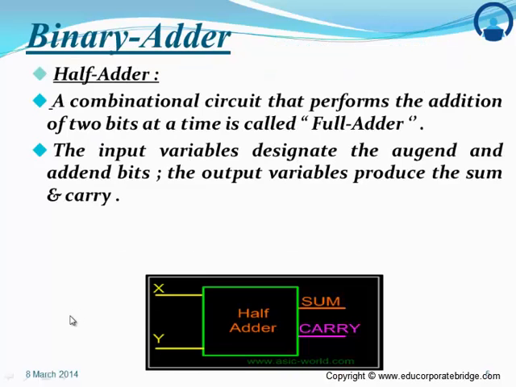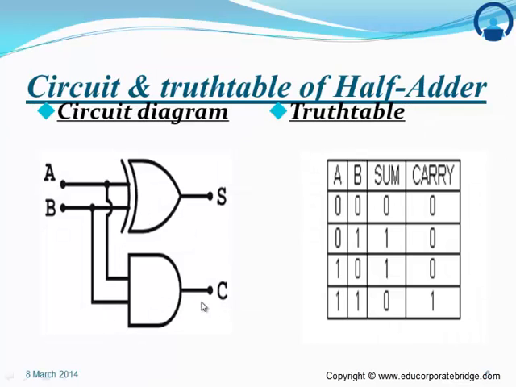The first is the half adder. A combinational circuit that performs the addition of two bits at a time is called a half adder. As the name implies, it adds the two bits. The input variables designate the augend and addend bits and produce the outputs sum and carry. Let us take the example of this circuit, which is the circuit diagram for the half adder. And this is the truth table. I'll be working out how the truth table works for the half adder and half subtractor.